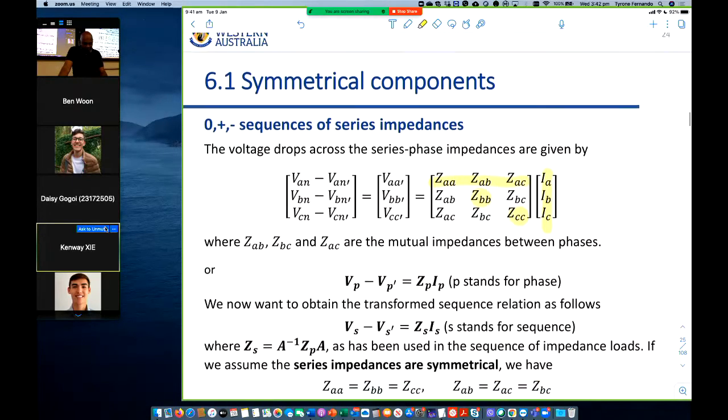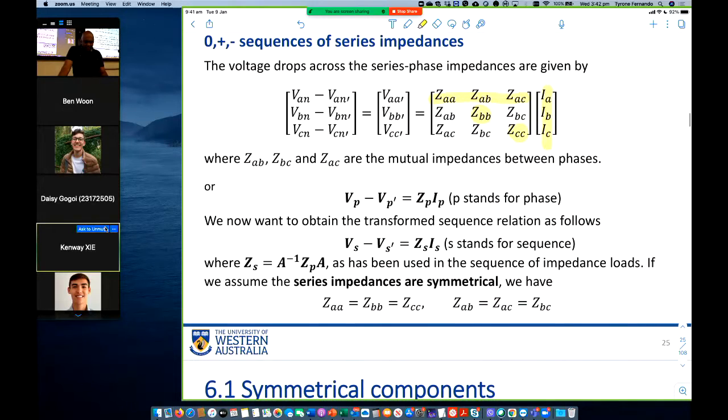Okay. So we can write in matrix form VP minus VP dash. This vector here is VP dash, right? Must equal ZP, ZP is this matrix here, multiplied by IP. IP is the phase current, IA, IB, IC. So we have that in compact form. We've written the same equation in compact form using matrix notation.